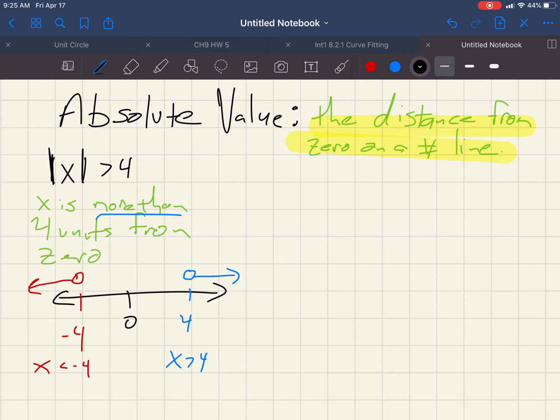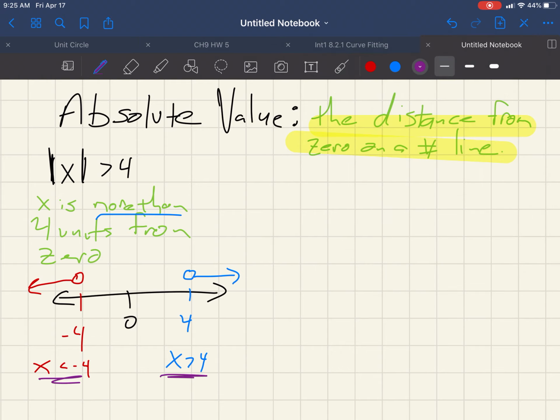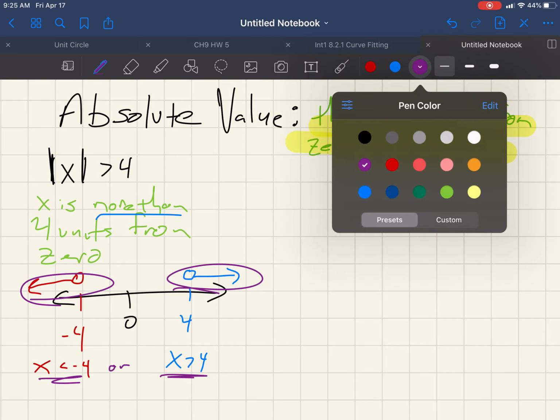So as you see right here, we end up getting two different answers. Our answers could be anything, x being less than negative 4 or x being greater than positive 4. And we see that represented graphically here and here. So that is how that part goes. We could also look at it algebraically.